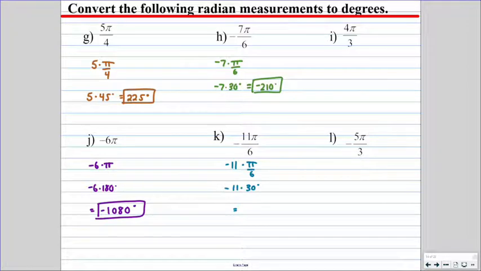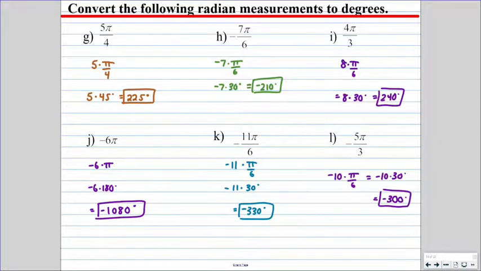So this is in total negative 330 degrees. Go ahead and give L and I a shot on your own and then come back and check the answers. All right, for I, these are a little trickier. It's 4 times pi over 3 or 8 times pi over 6.